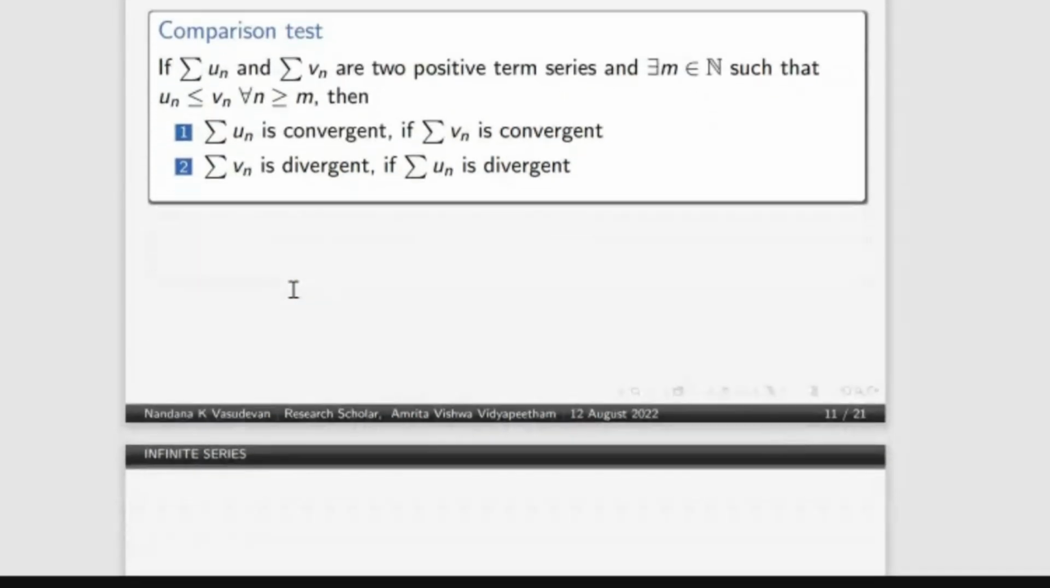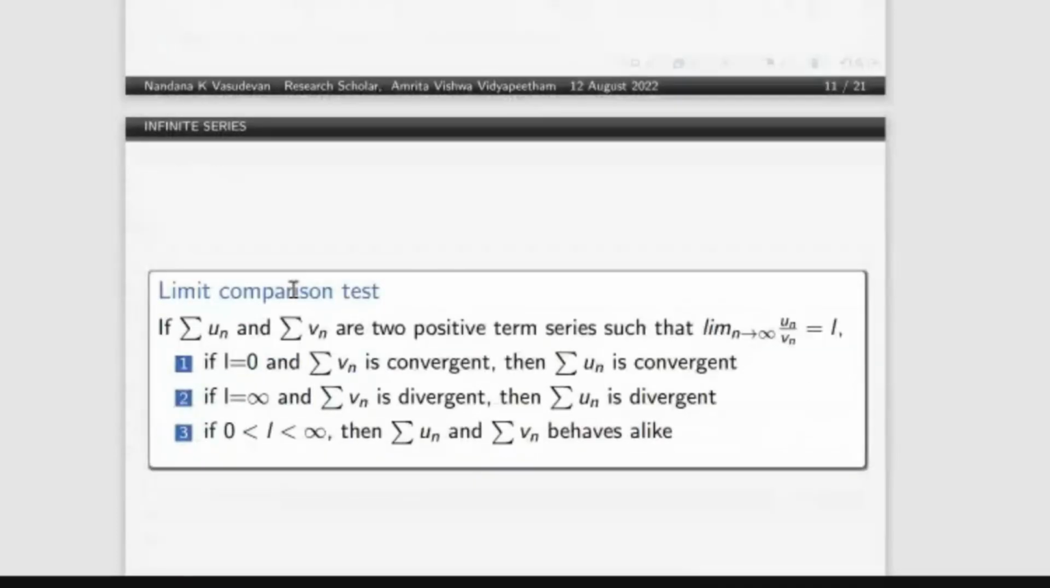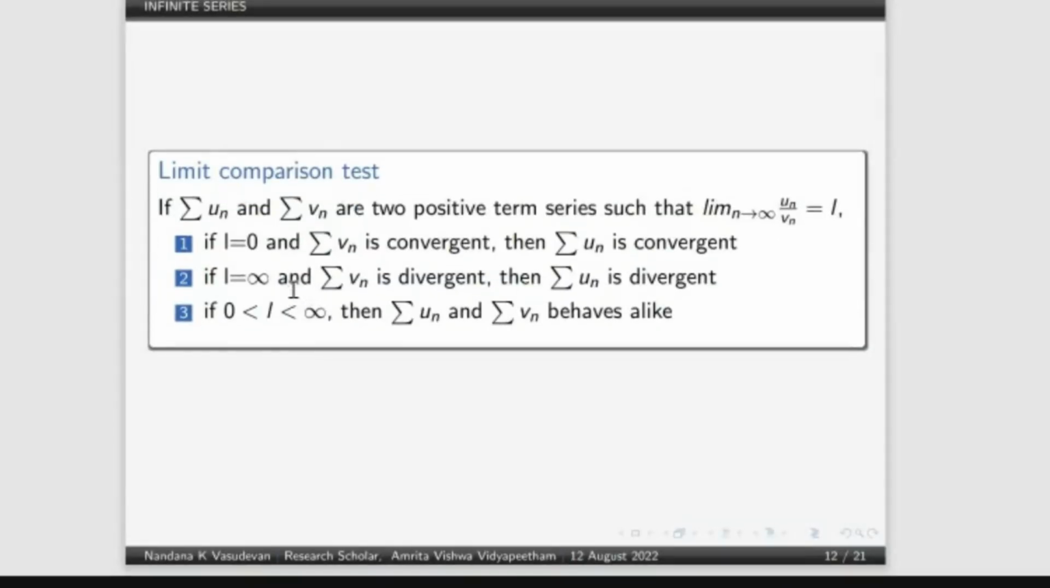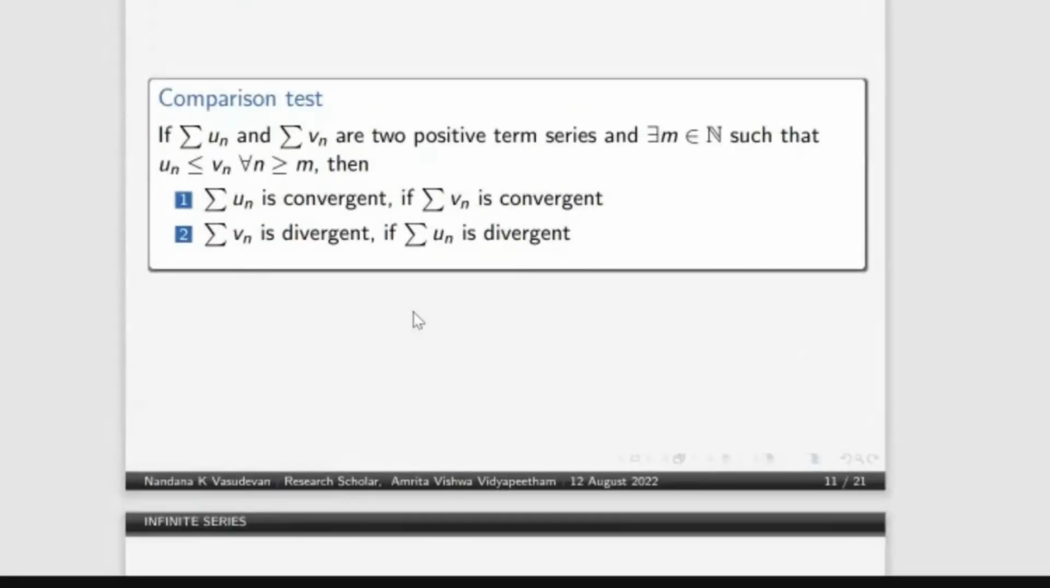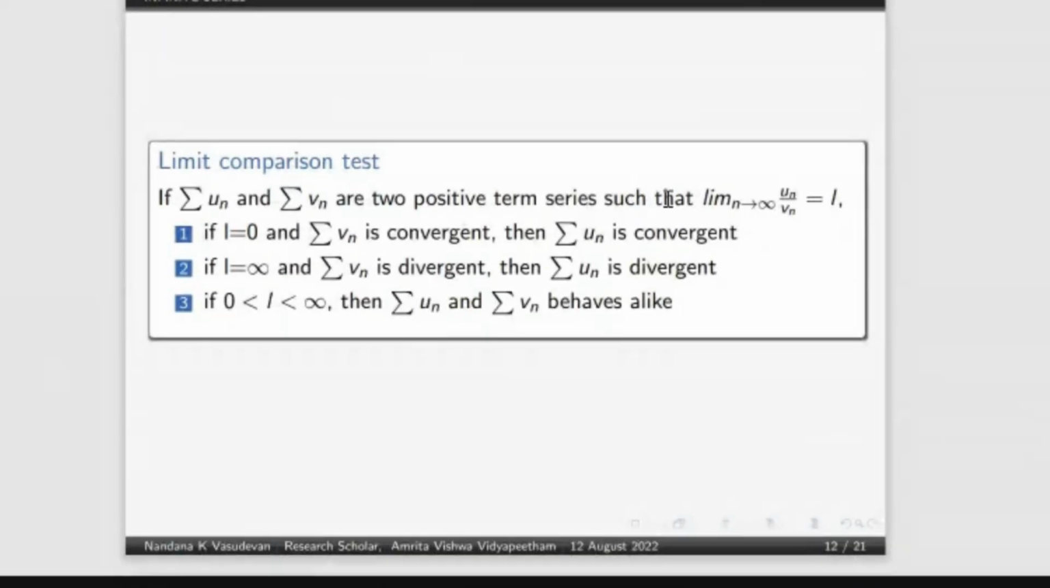Now we have something very similar to the comparison test, which is called the limit comparison test. So here also, it is almost like the comparison test. I need one more series, which comprises positive terms only. And here the condition uses a limit. Earlier we were simply comparing and then applying convergence or divergence, but here we are putting a limit. So I call it the limit comparison test. So I have two positive term series, series un and series vn, along with the condition that limit n tends to infinity, un by vn equals l.